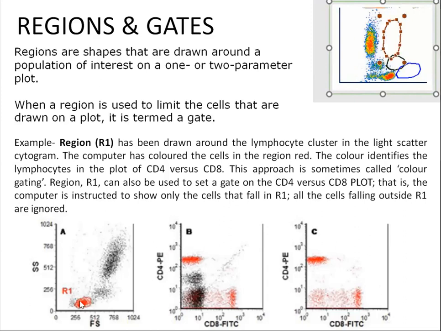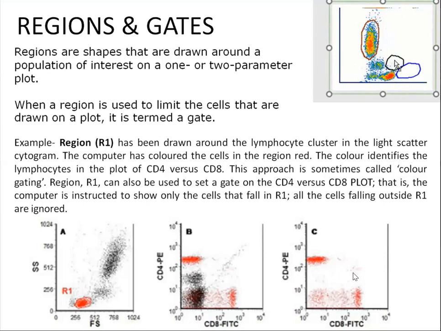Now when do you say the name gate? It is when I'm selecting this R1 population and putting it on a CD4 CD8 plot. Now only this particular population will be displayed. The other populations will not be displayed. You see, this is the CD4 CD8 plot where all the populations are shown. But when I use this region and gate it in CD4 CD8, only that particular population is seen.